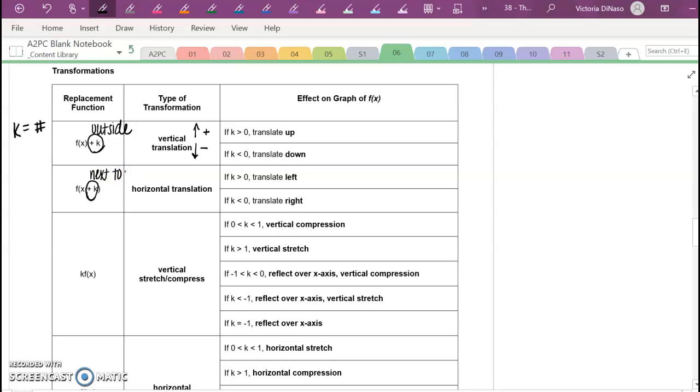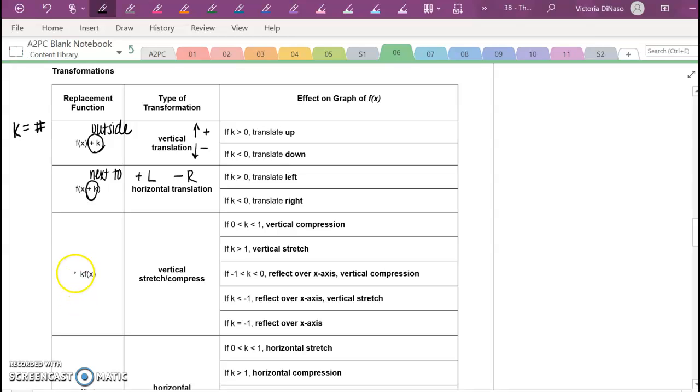All right. This is a little bit funky. It's going to be the opposite of the way that you're thinking. So whenever we have a plus sign, we're actually moving to the left, and whenever we have a subtraction sign, we're actually moving to the right. So if k is plus, I'm going left however many units. If there's a subtraction sign, we're moving right however many units.